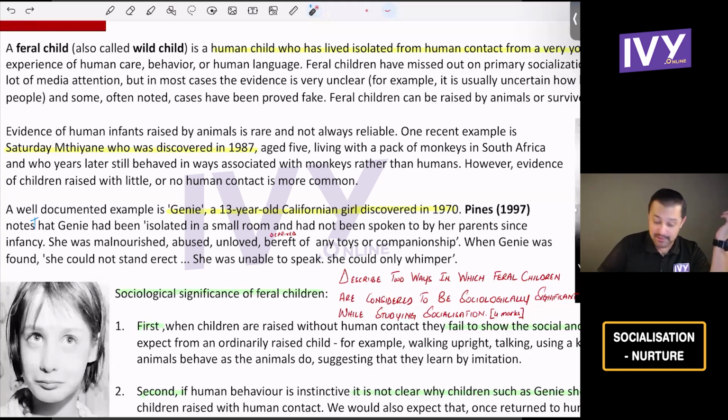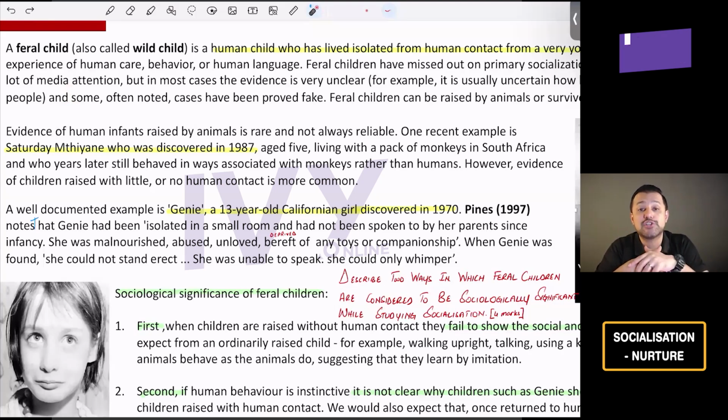So that's one example. Let's move on to another child, Saturday Mateen, who was discovered in 1987, aged 5, living with a pack of monkeys in South Africa, and who years later still behaved in ways that were associated more with monkeys rather than humans. However, evidence of children raised with little or no human contact is more common. Now, if we speak about the specific example of Saturday Mateen, this young child who was found playing with and living with a pack of monkeys, right?